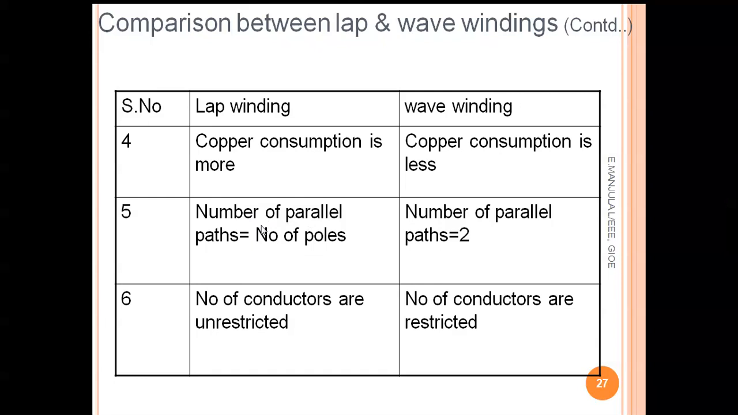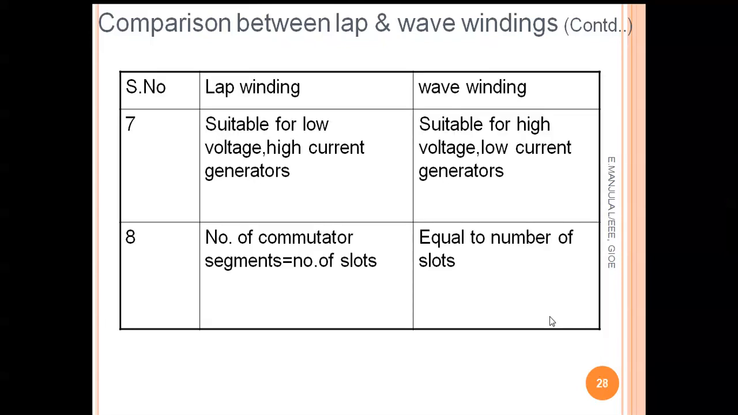And the fifth point, the number of parallel paths is equal to the number of poles in lap winding, whereas in wave winding, the number of parallel paths is equal to 2. And the sixth point, the number of conductors is unrestricted in lap winding, whereas in wave winding the number of conductors is restricted. The seventh point, lap winding is suitable for low voltage and high current generators, whereas wave winding is suitable for high voltage and low current generators. And the eighth and last point, in lap winding the number of commutator segments is equal to the number of slots, whereas in wave winding it is not equal to the number of slots.